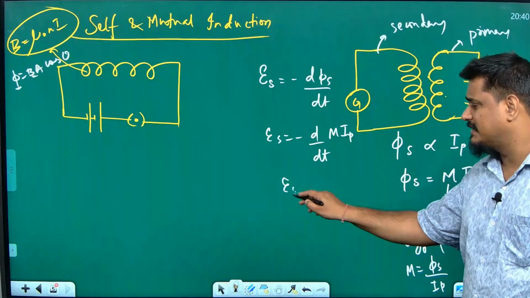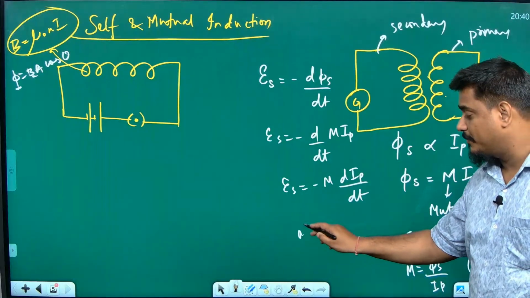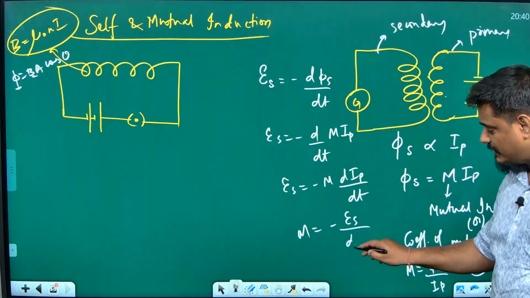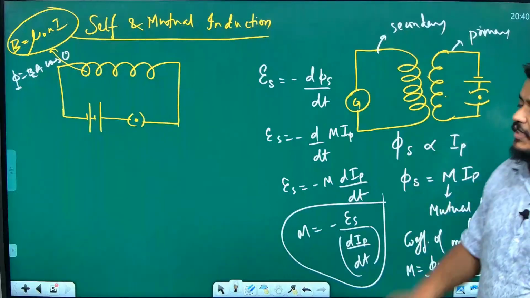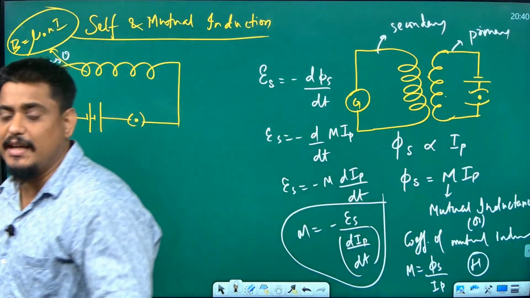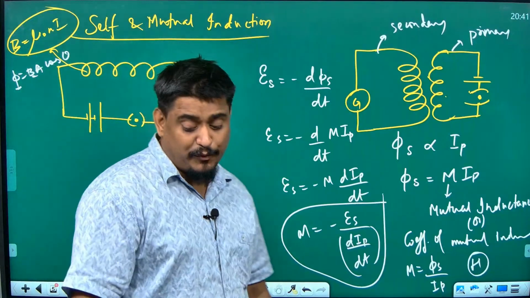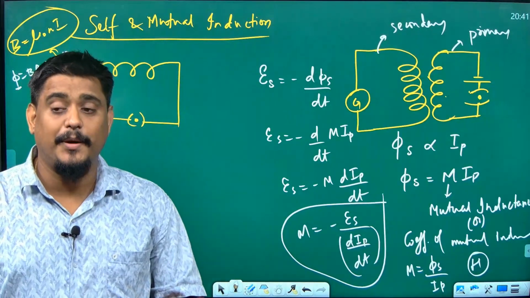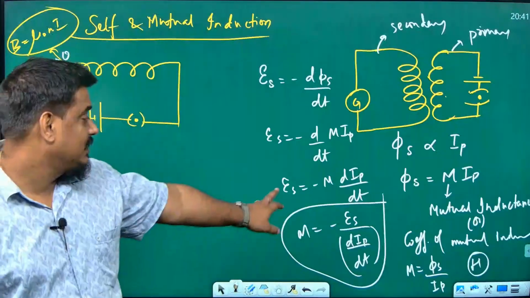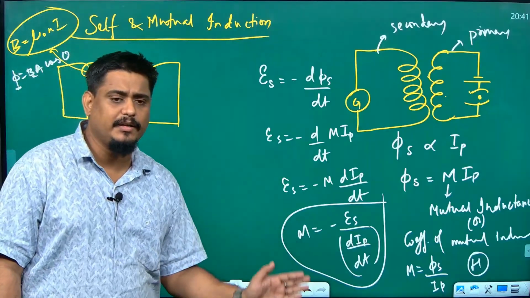So, from here I will get ES is equal to minus M into dIP by dt. So, what will be M? M is minus ES by dIP by dt. So, how do you define mutual inductance? Opposing EMF in secondary coil per unit rate of change of current in primary coil, isn't it? Self inductance is defined as opposing EMF per unit rate of change of current, but mutual inductance is defined as opposing EMF in secondary coil per unit rate of change of current in primary coil.